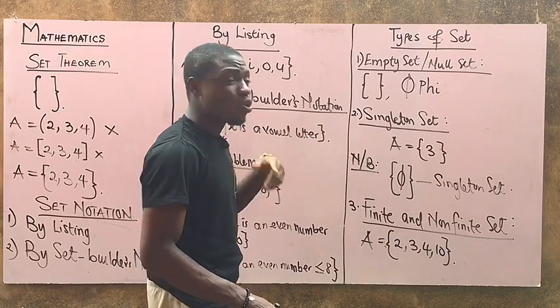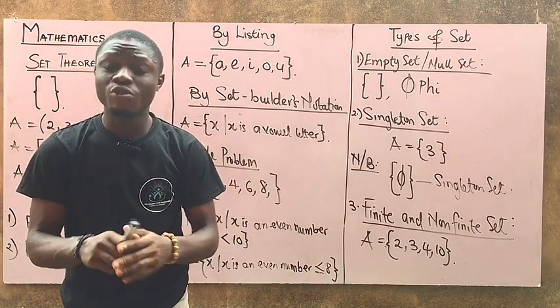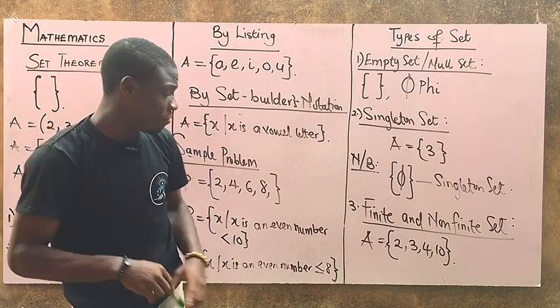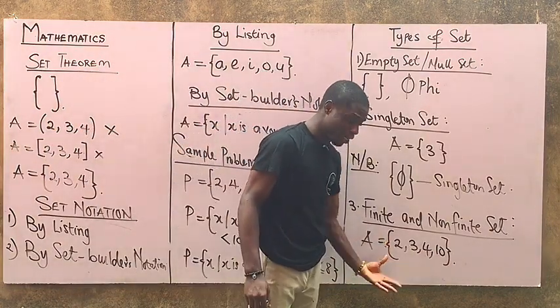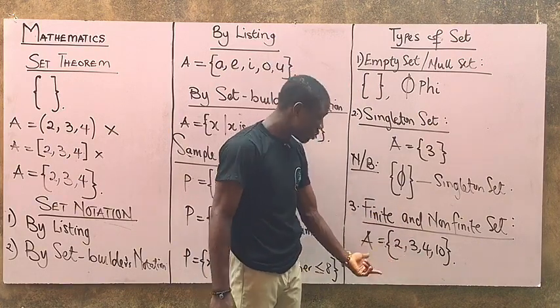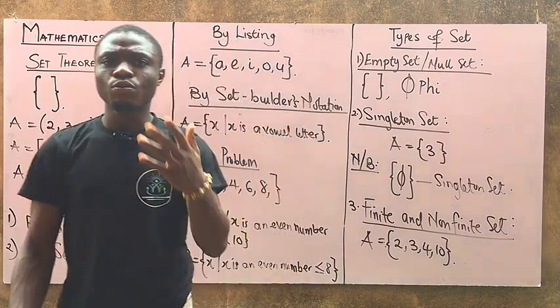This set here contains a restricted number of elements, and it can be counted. So whenever a set can be counted, it is said to be what? A finite set. So this is a finite set. Why? Because its elements can be counted. It is obvious: 1, 2, 3, 4. Four elements. This is a finite set.